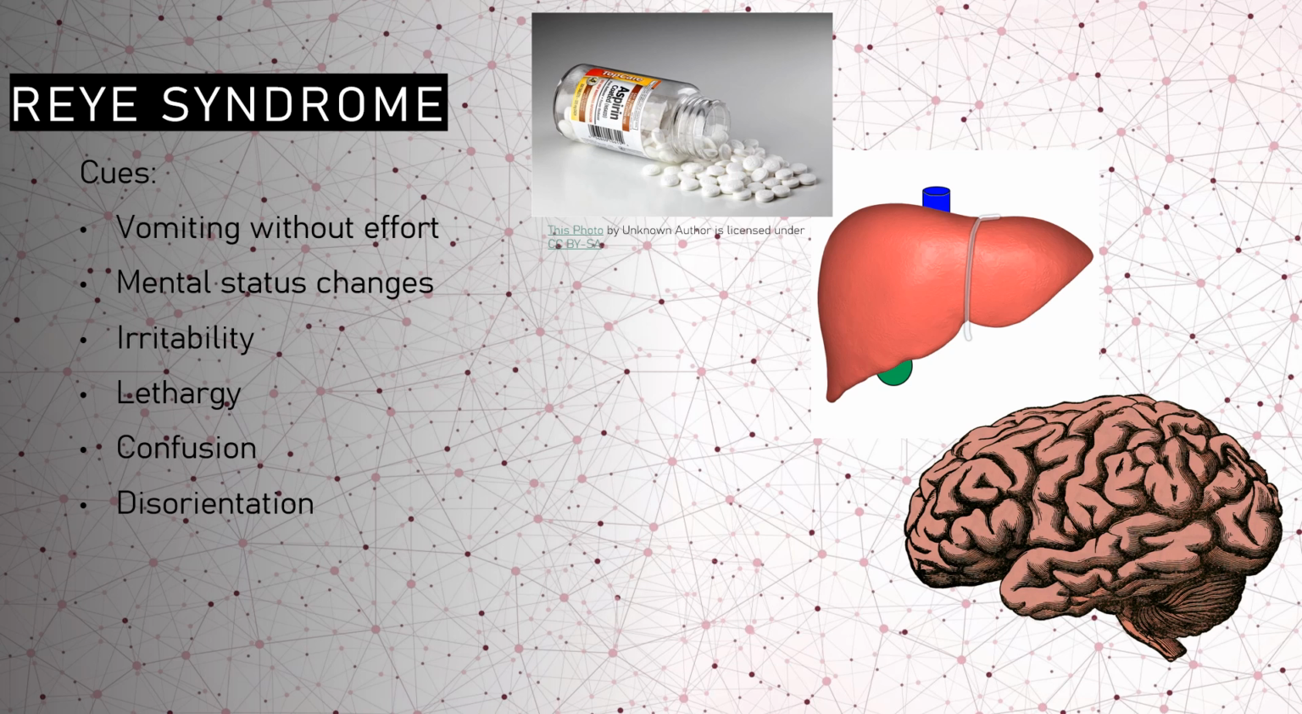So these are the cues that we're going to see in the patient who's being brought into the hospital who may not have been diagnosed with Reye syndrome, but this is why their family brought them in. They have profuse vomiting that's got no effort behind it. It's just not gagging, no heaving, just vomiting. Lots. And pretty severe mental status changes. They get very irritable, then they become very lethargic, then they get very confused, and then they are completely disoriented. And this all occurs due to the brain swelling and the ammonia levels.